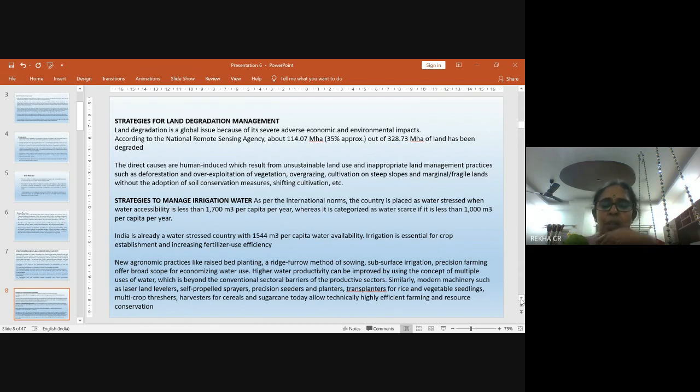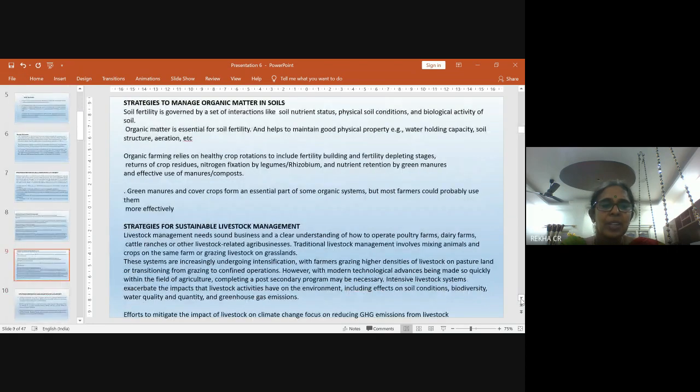So higher water productivity can be improved by using the concept of multiple uses of water. Similarly, modern machinery such as laser levelers, sprayers, precision seeders and planters, transplanters for rice and vegetable seedlings, multi-crop threshers, and harvesters today allow technically highly efficient forms of farming and resource conservation.